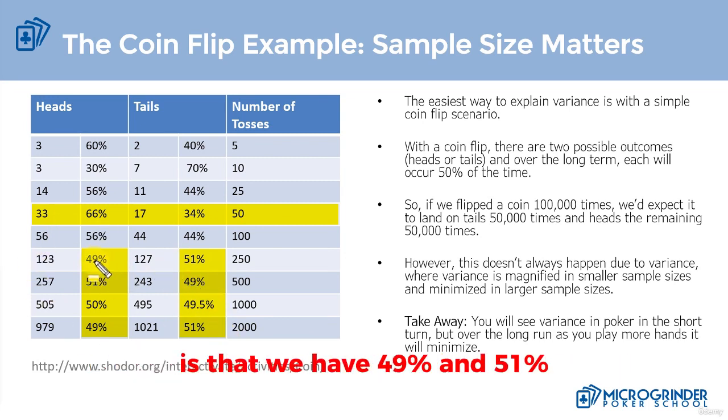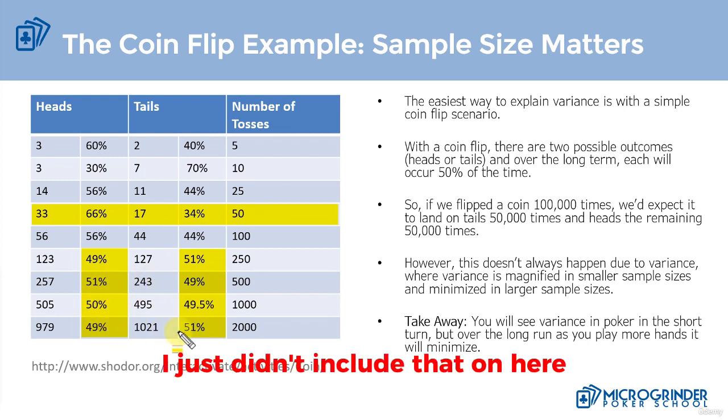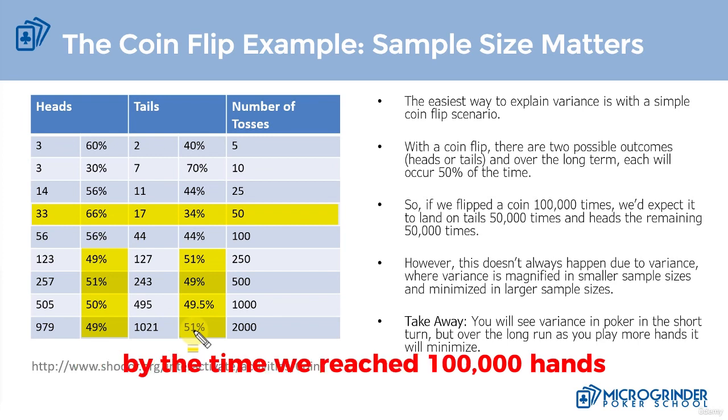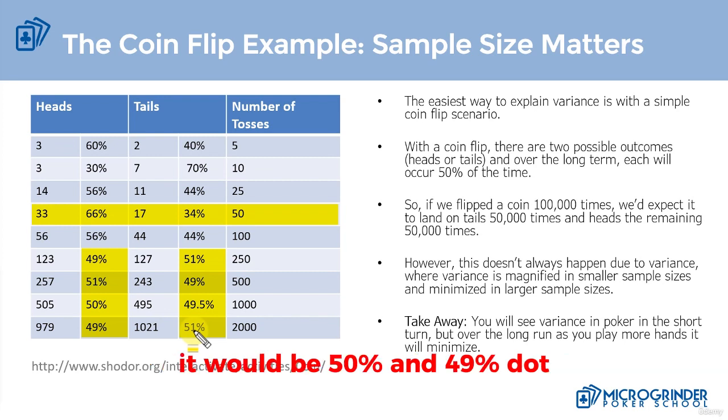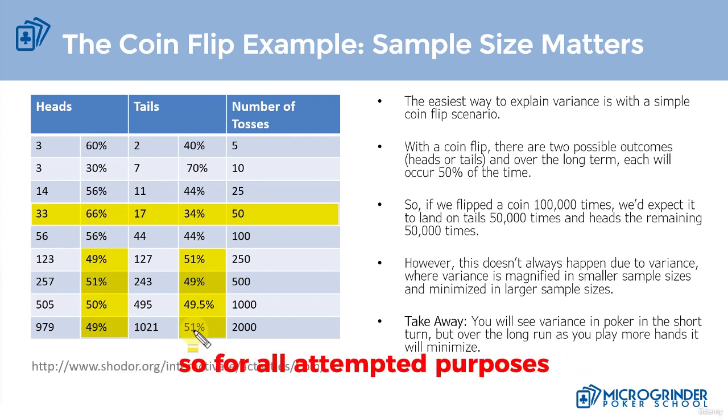Because what you're going to notice is that we have 49% and 51%, 51% and 49%, 50% and 49.5. So this really should be 50.5. I just didn't include that on here. And then we have 49 and 50. So if we continued to do this to 100,000 hands, it would be 50% and 49% dot something, and the percentages would probably go out to the thousands or even further. So for all intents and purposes, it would literally be almost 50-50.